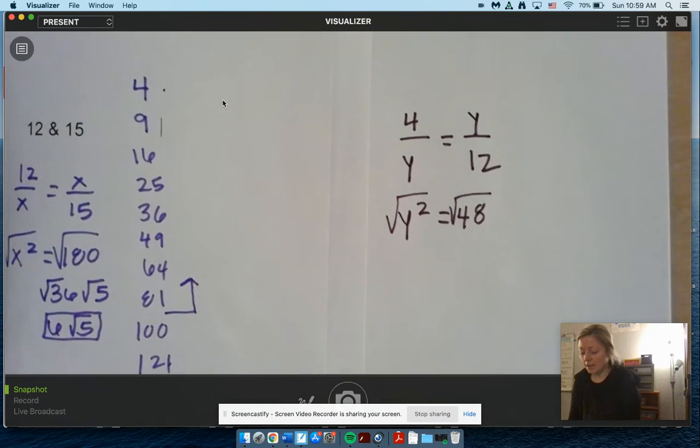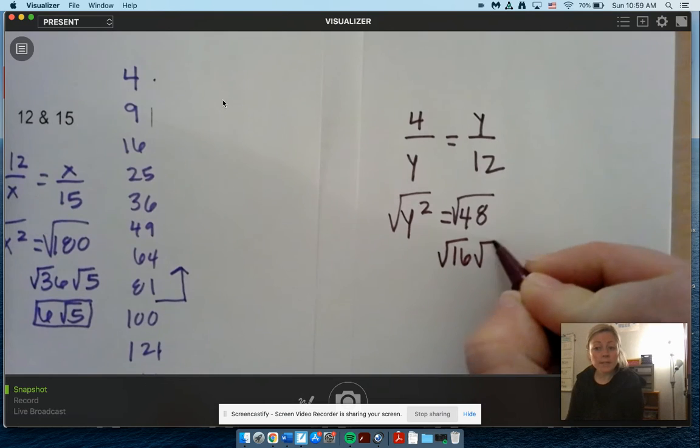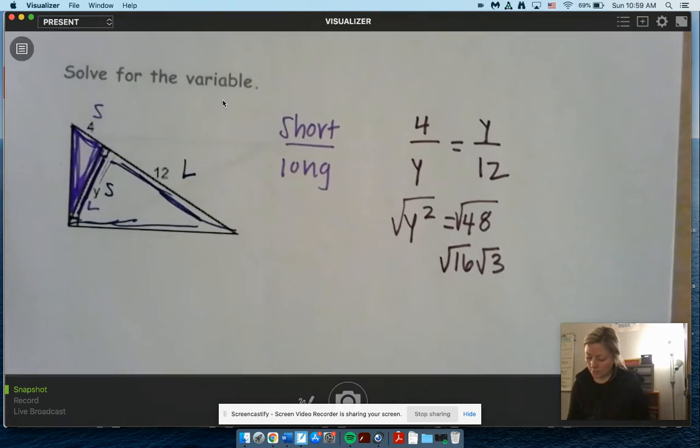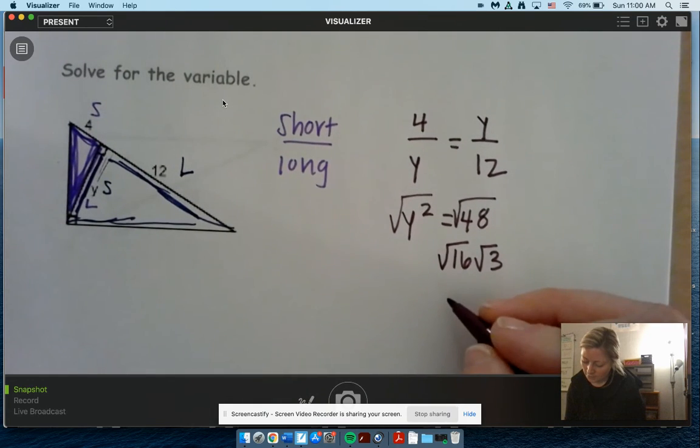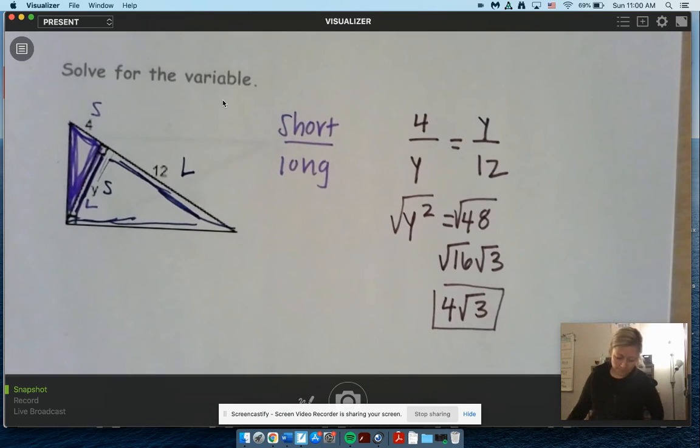So how many times does 16 go into 48? 3 times. And now we can break it apart. So the square root of 16 is 4. We don't know the square root of 3, or it's not a nice number, so it's just 4 root 3.